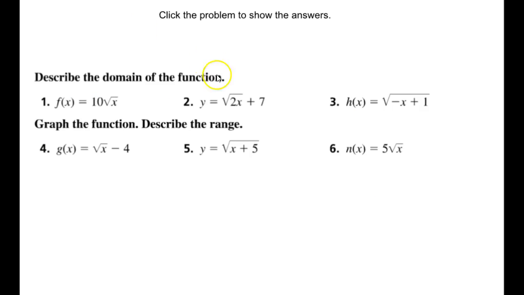So now I want you to think about a couple of these. First, we're looking at the domain. And remember, when we're looking at the domain of these functions, I always want to look at the radicand, the thing underneath the radical sign, and put that greater than or equal to 0. Then for numbers 4 through 6, I'm going to first graph them by picking some x values and making a table of values. And then from there I can look at the range.